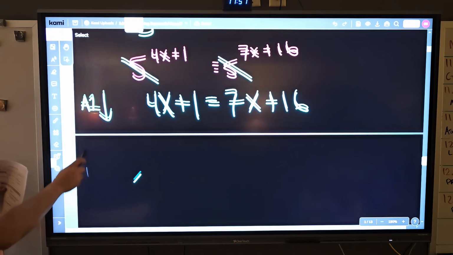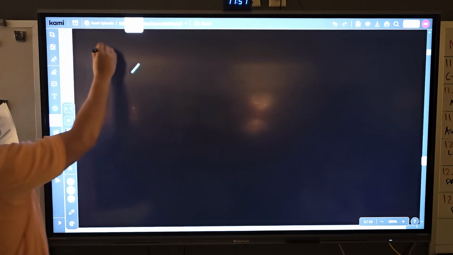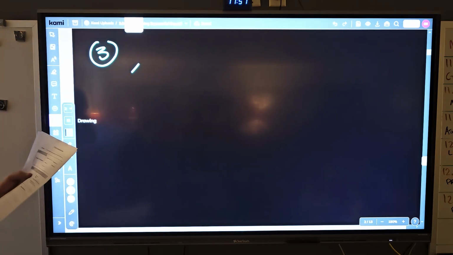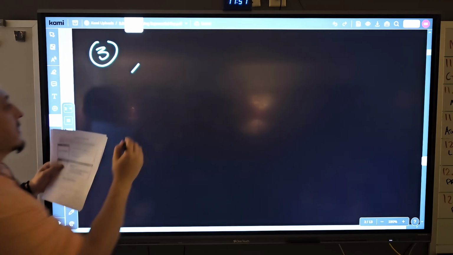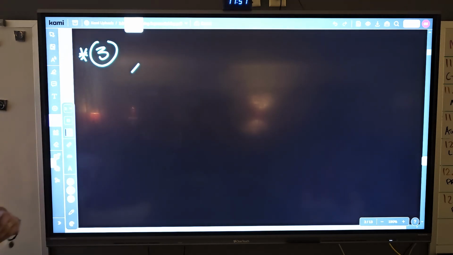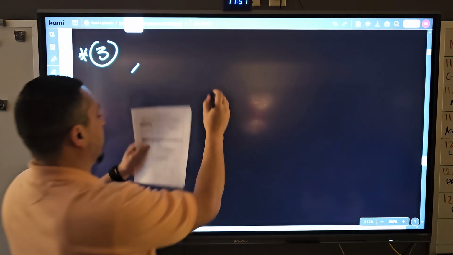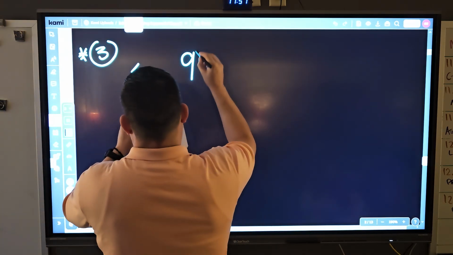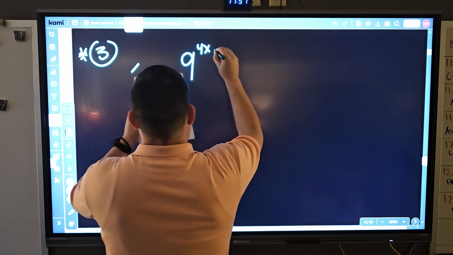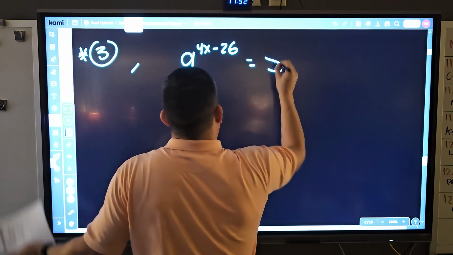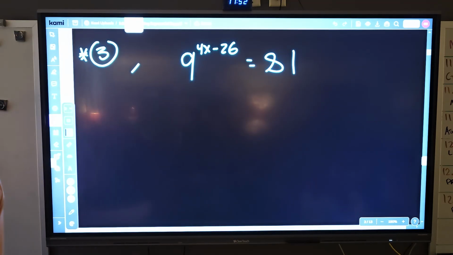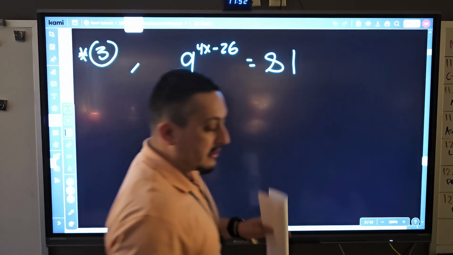Okay, let's keep going. Example 3. So this one is what happens. This would be the most common type, I think, so I'm going to put a little star. This isn't usually how they look. 9 to the 4x minus 26 equals. Most of the time they're not as obvious with you, and they don't put them in the same base.